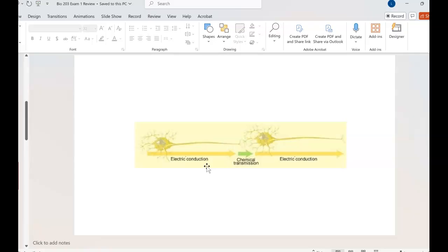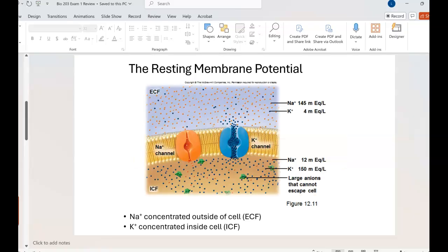When we're talking about electrical conduction, it has to do with the ions. When we're talking about chemical transmission, we're talking about neurotransmitters. So this got us thinking about that communication. We already talked a little bit about how in the axon terminals, those neurotransmitters are going to be present. But in this chapter, we got a little more involved in that electrical transfer. So this has to do with a membrane electrical potential. And we first started talking about the resting membrane potential.